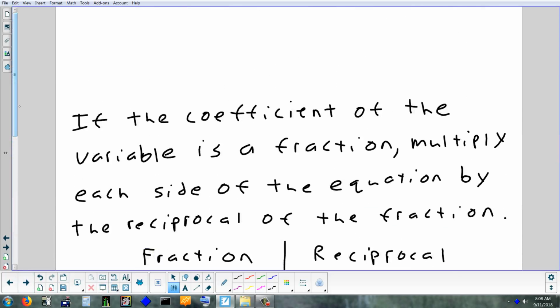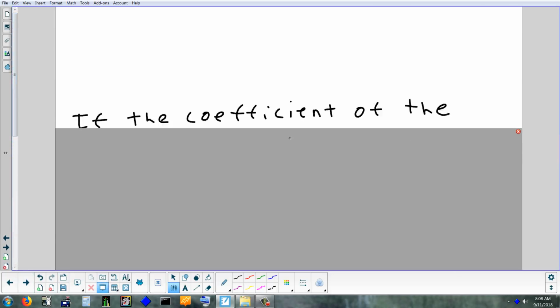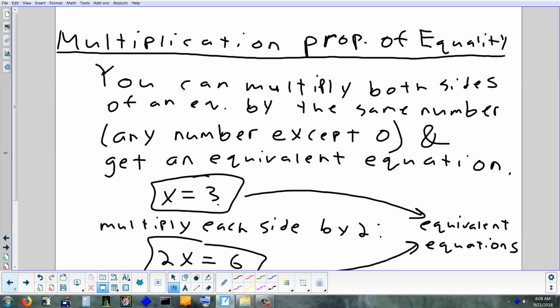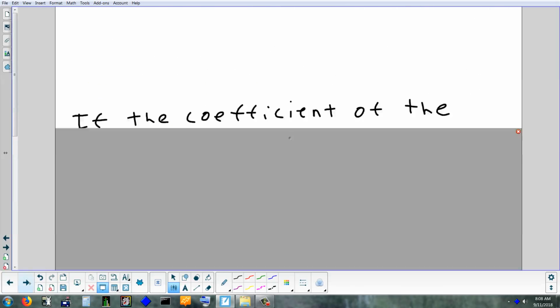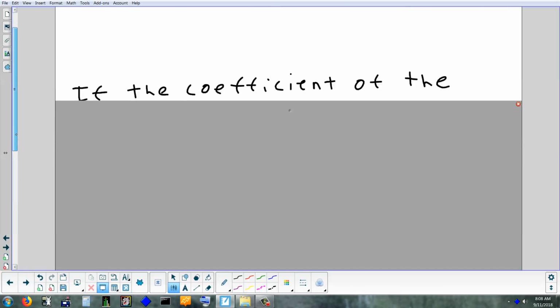We've talked a little bit about coefficients. What does coefficient mean? Have a guess. Yeah, Chris? The number that comes before the letter. Yeah, it's the number attached to the variable.